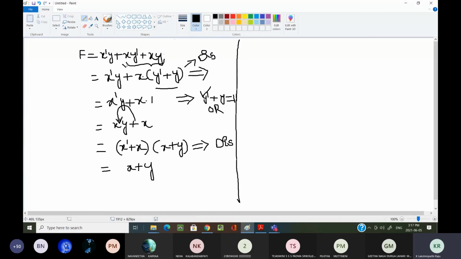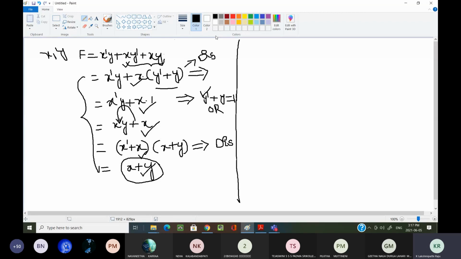Now, how many steps do you see? In every step we are writing the simplified expression, and finally we get the simplified expression. Now, what is the difficulty in Boolean algebra? This is the difficulty. If I consider a two variable expression, I need to write this many steps and remember this many laws.